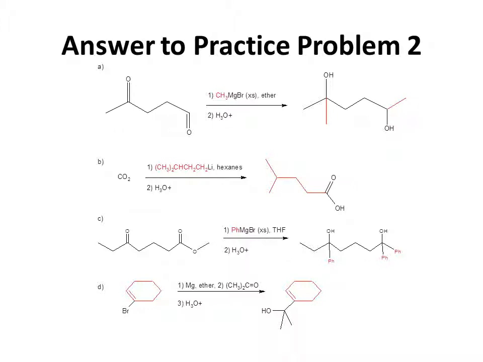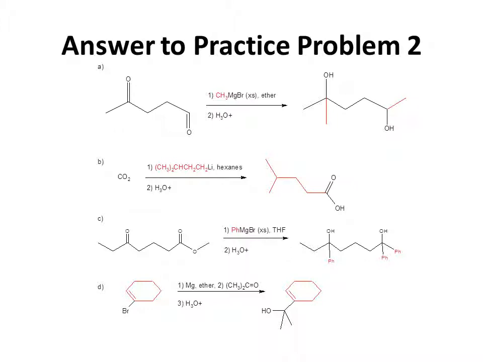In part B, we have the reaction of carbon dioxide with an organolithium reagent, shown in red. So that's going to form a carboxylic acid when we follow that up with H3O+.